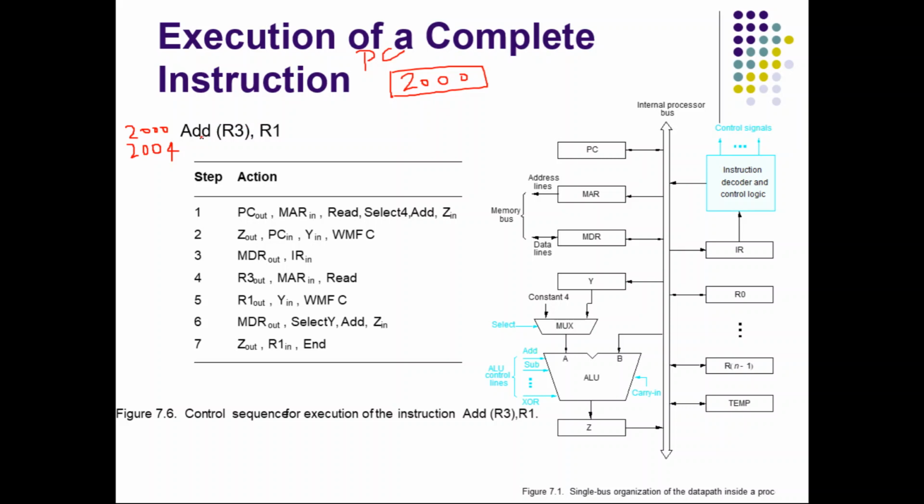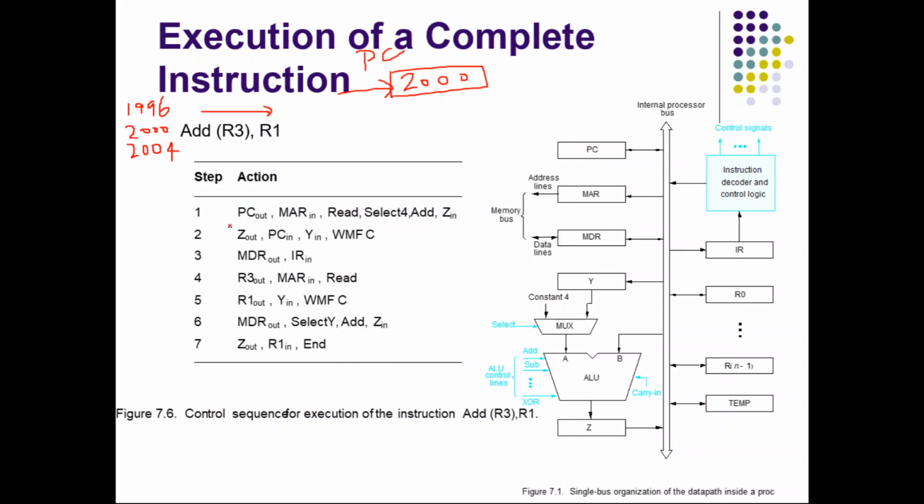Let us assume currently PC is 2000, that is, the instruction before this add instruction, say in location 1996, has just finished. Now this instruction should be first loaded into IR. So how are we going to do that?